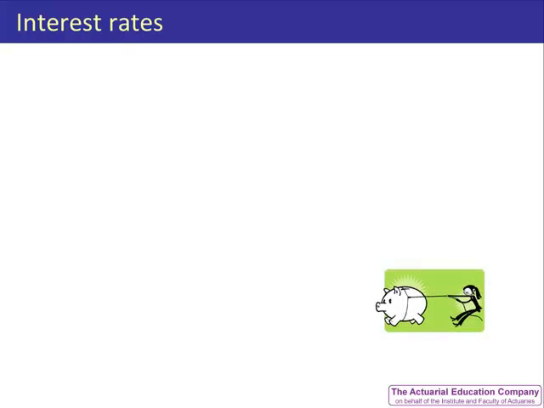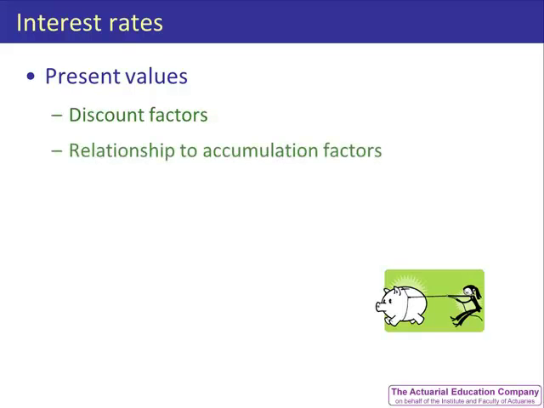In this unit, we're going to be studying the present value of cash flows. We will look at how we obtain these using discount factors. We will also see how these discount factors are related to the accumulation factors that we met in a previous unit.